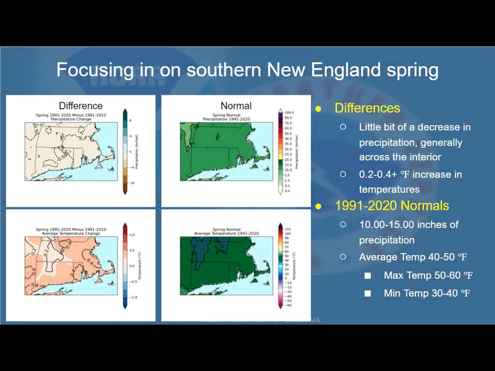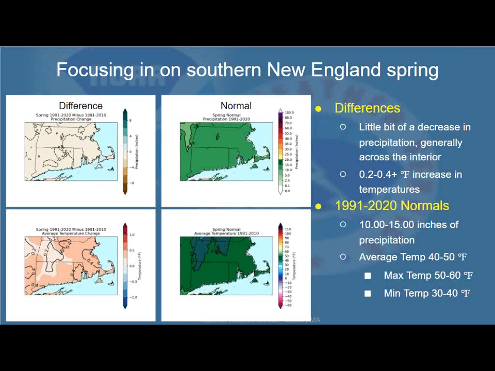All right, so jumping to spring, March, April, and May. As you can see in the top left, there's been a little bit of a decrease in precipitation, but it's generally only across the interior. The color scale goes from 0 to 8 inches, and they jump up every 2 inches. So it's falling within maybe a half inch of precipitation difference comparing the new normal to the previous.